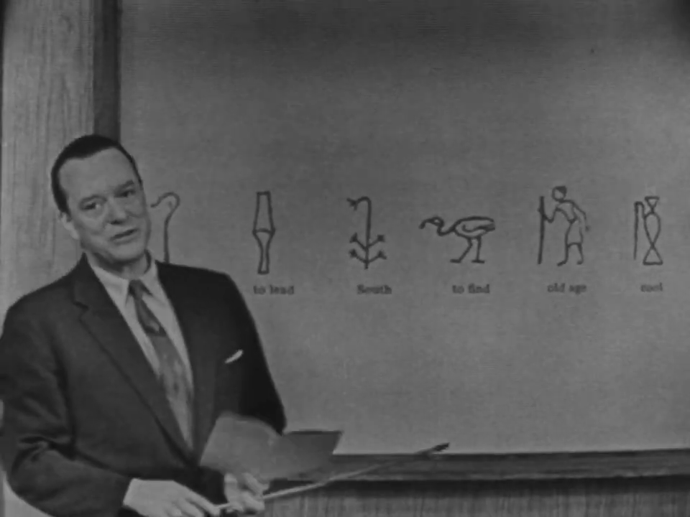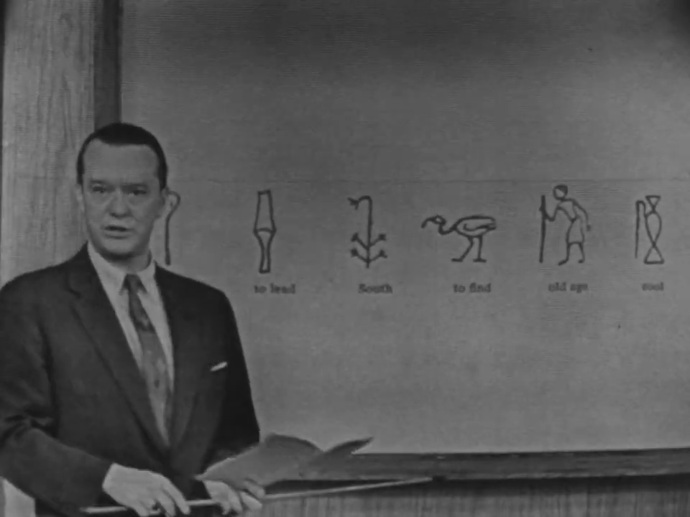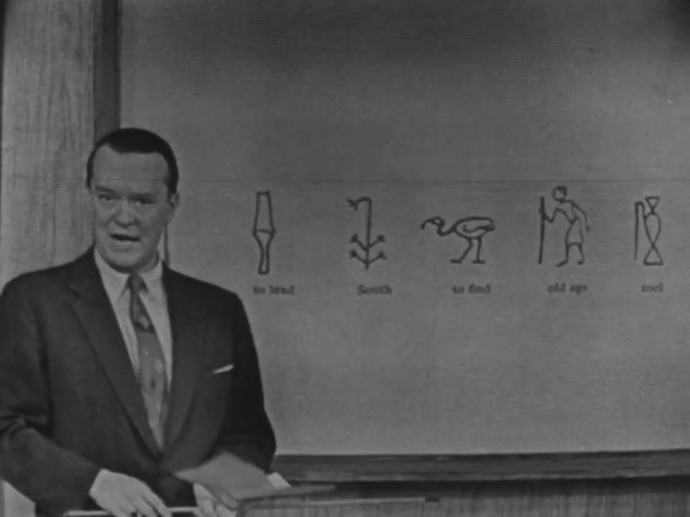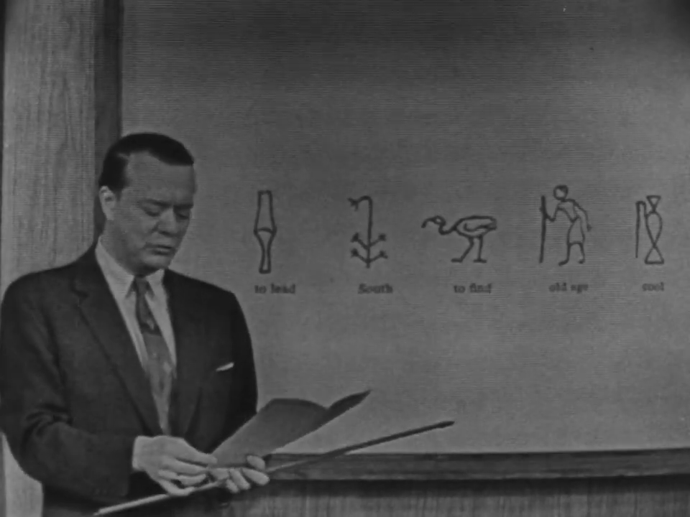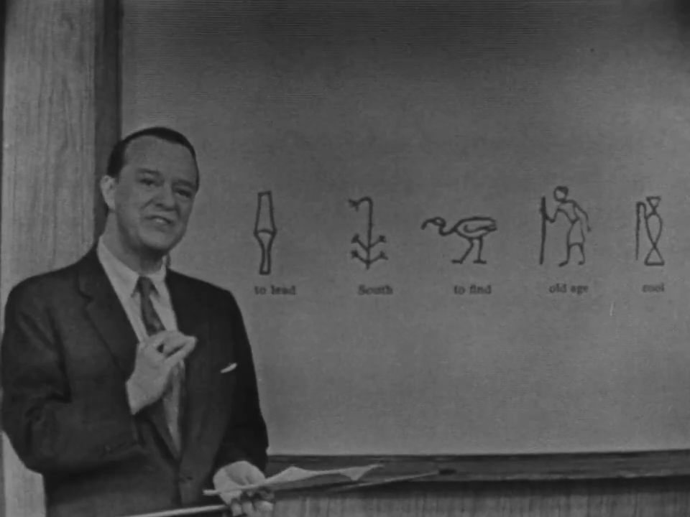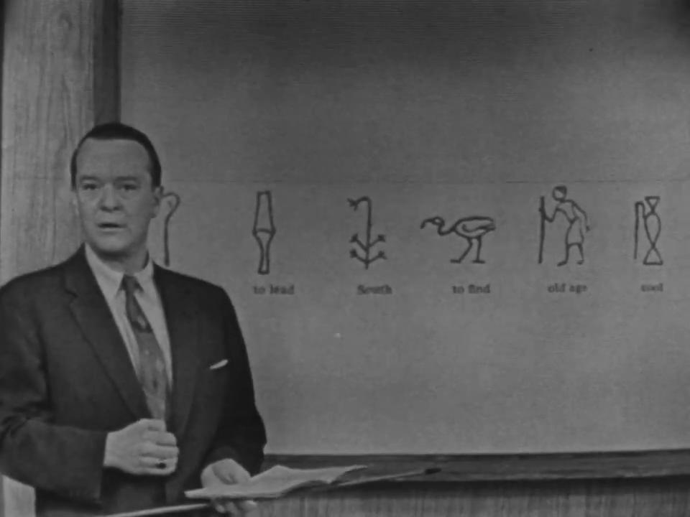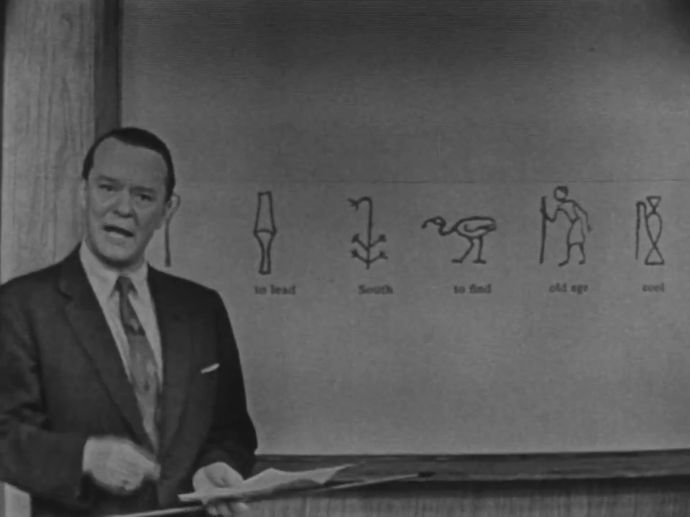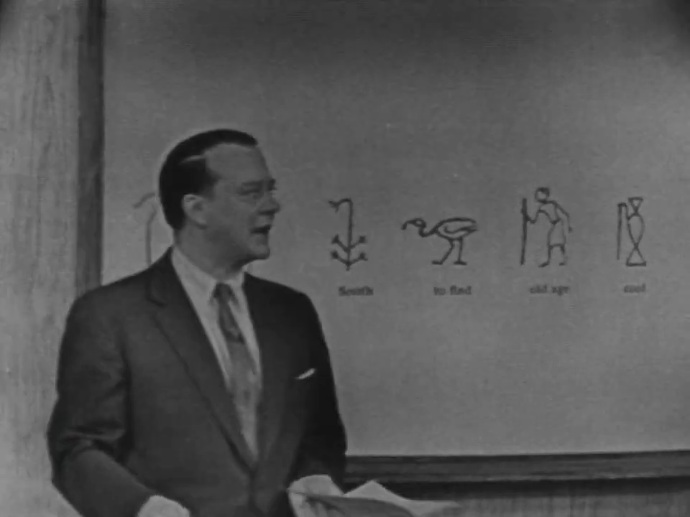But don't think that the Egyptian writing system was simply a matter of pictures, and when you saw them, you just simply reacted to them and said old age or to find. No, it was a true system. And actually what they were able to do was to put these various symbols into different kinds of contexts. Now, Egyptian is a language, like many languages, that has what we call homophones, words that sound alike. Let me show you how this system worked with words that sounded alike.